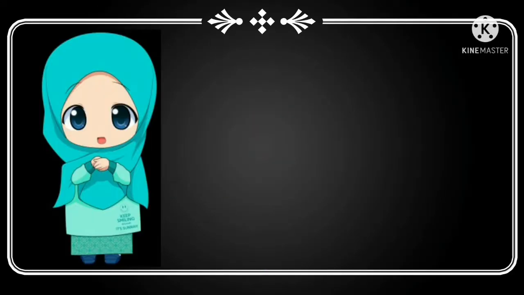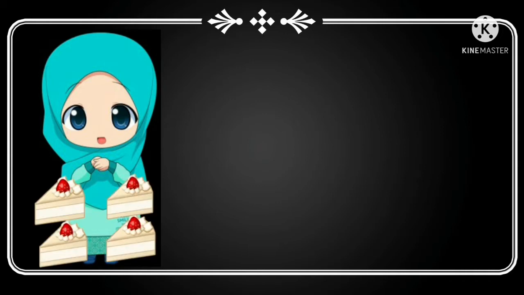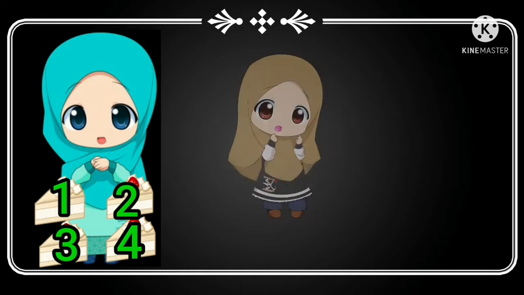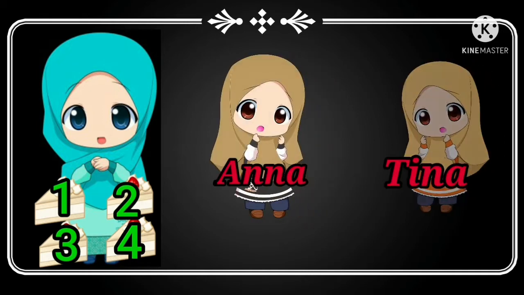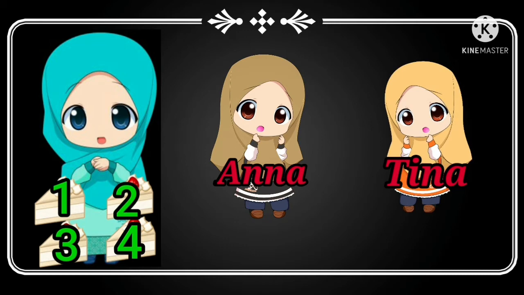This is Siti. Siti has 4 slices of cake. 1, 2, 3, 4. She wants to give those cakes to her sisters equally, Anna and Tina. Let's give 1 slice of cake to Anna.